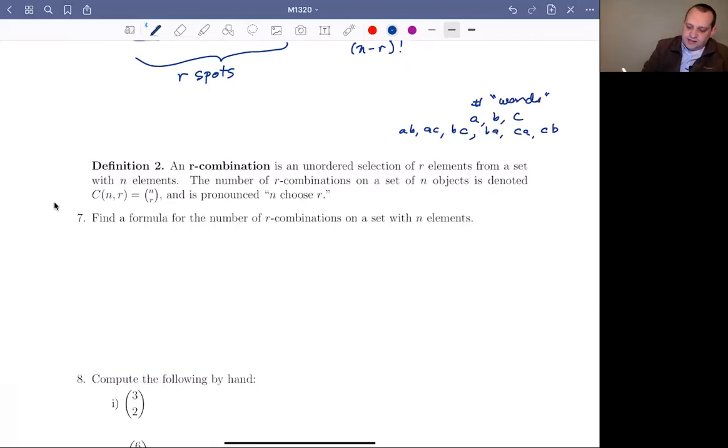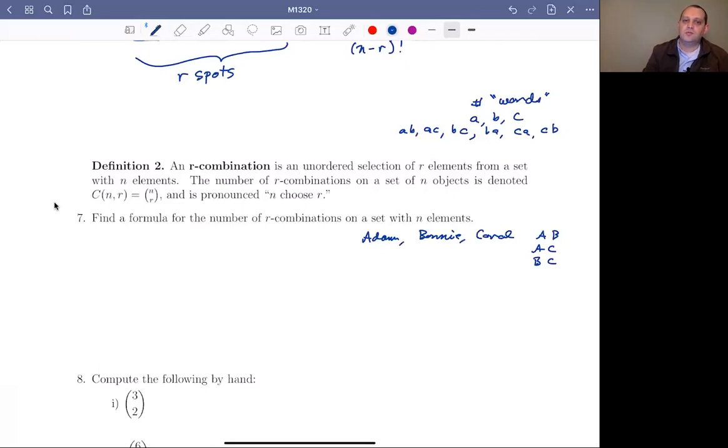In contrast, let's say we have Adam, Bonnie, and Carol, and we want to make 2-person teams. How many 2-person teams can we make? And it turns out there's 3 2-person teams. We can make Adam and Bonnie, Adam and Carol, or Bonnie and Carol. There's 3 2-person teams we can make.